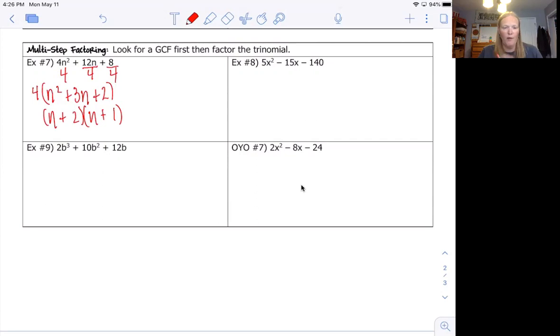If I multiply n plus 2 times n plus 1, do I get back what I started with? I forgot the GCF. So you've gotta make sure and pull the GCF down with you, and that's your final answer. So n plus 2 times n plus 1 gives me the trinomial right above it, but it doesn't give me the original trinomial. So you've gotta include that GCF.